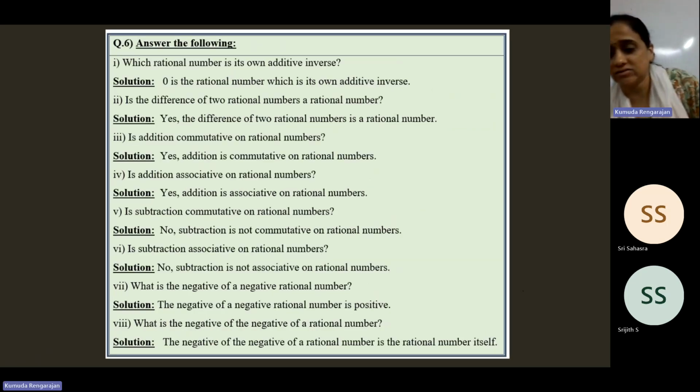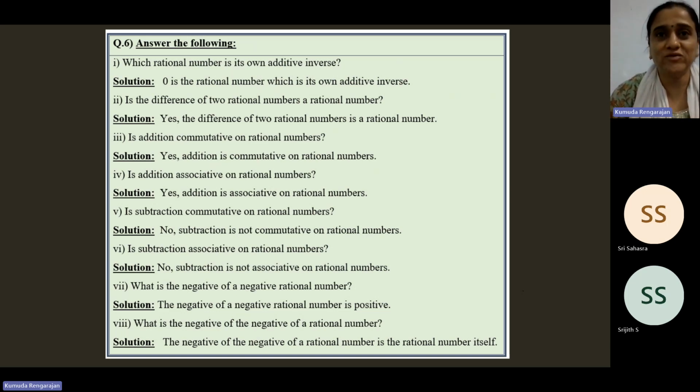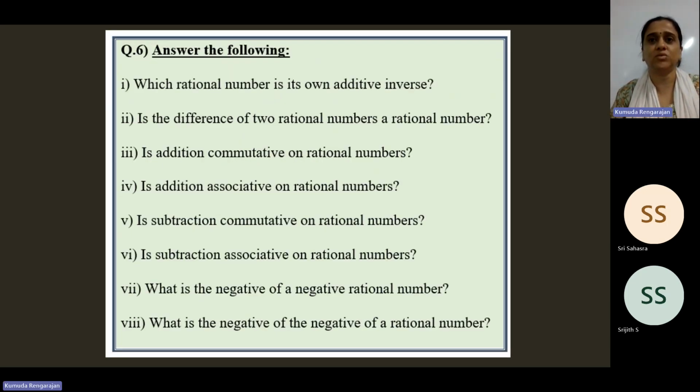See, I presented the answer. We try to understand, and you tell me in the next class or by the end of the class today. You can see the answer also there. This image was also shared with you on WhatsApp, these questions.